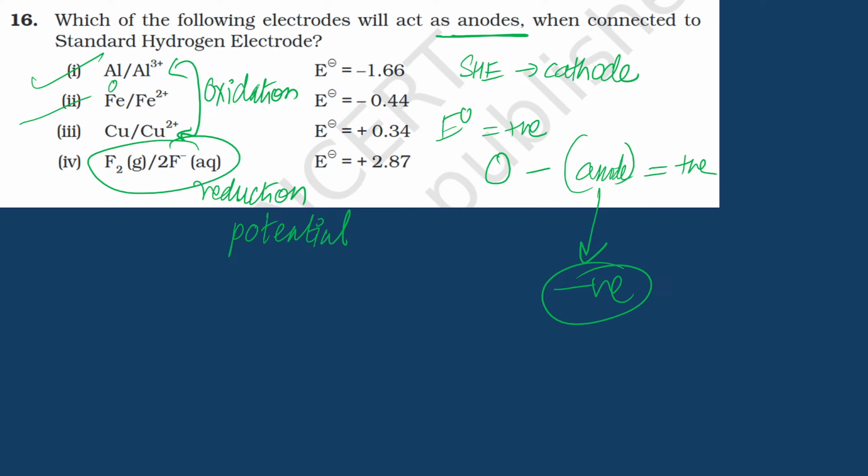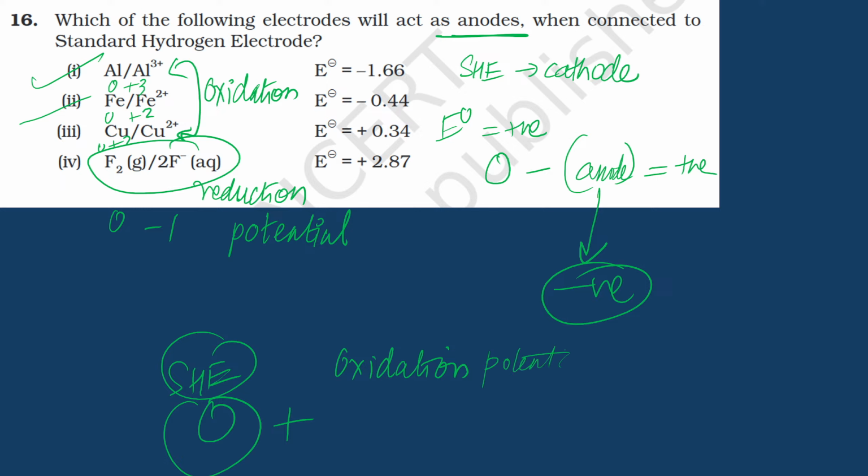Because see, it's going from 0 to +3, 0 to +2, 0 to +2, and here it's going from 0 to -1. Oh God. Okay, so we have to do this from first principles. So as an anode, what is an anode? Anode is where oxidation happens, right? So now we'll take 0, which is SHE, because it doesn't matter if it's oxidation or reduction, either way SHE is 0, okay? Plus the oxidation potential of any of these. If we add them and the result is positive, then we are good.